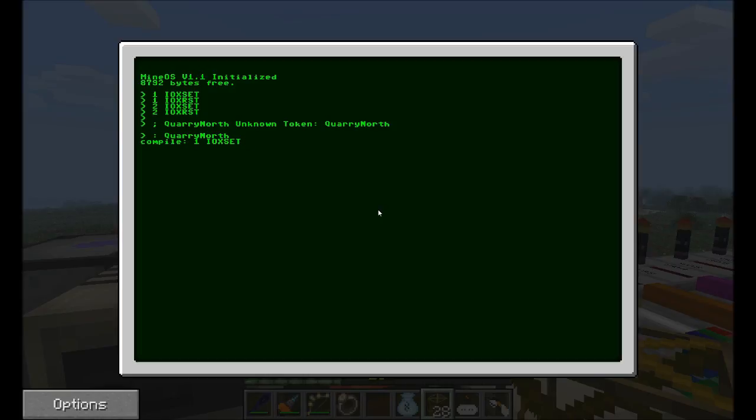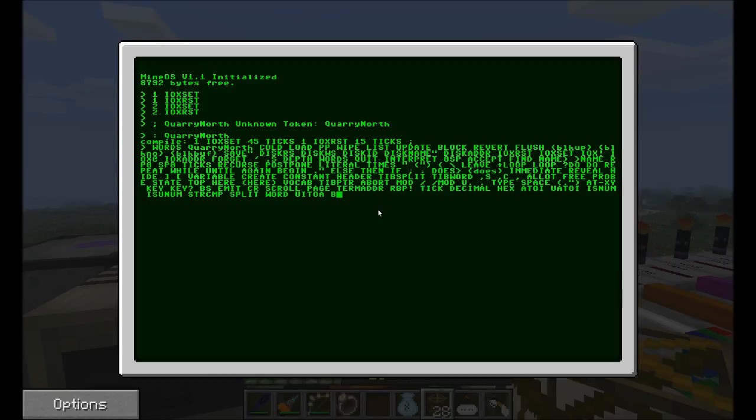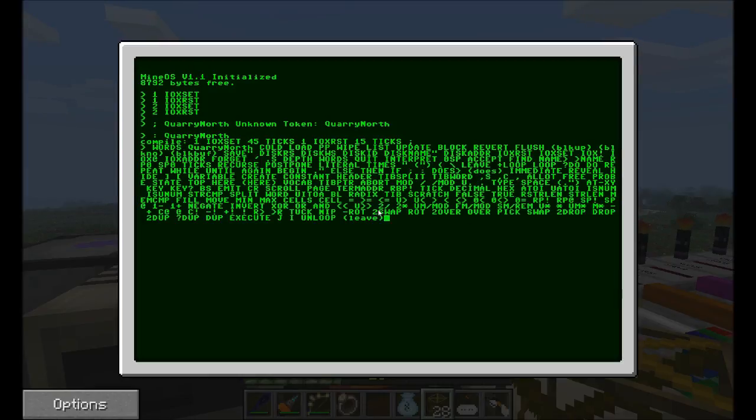Oh, now I can't remember how many ticks it was. I think it was 45 ticks. X reset 15 ticks. I think that was it. And so it's compiling the word, and there we go.